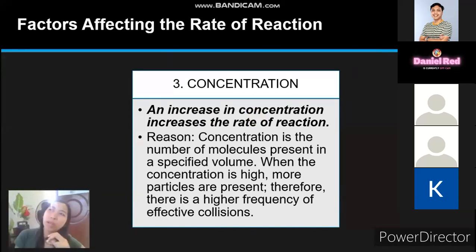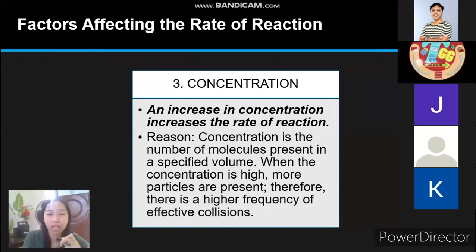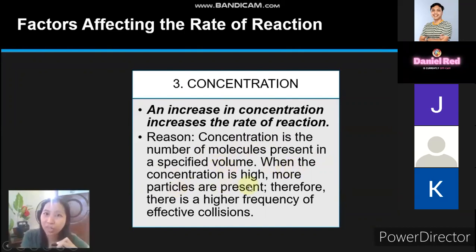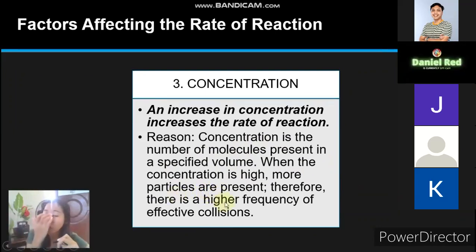Nganong ma'am, pag mas ispiso, ang tawag sa Bisaya sa concentrated is ispiso. Nganong kung mas ispiso ang isa ka solution, mas taas man ang rate of reaction. Here's the reason. Concentration is the number of molecules present in a specified volume. When the concentration is higher, syempre, more particles are present. Mas daghan ang imong molecules nga present. Therefore, there is a higher frequency of effective collisions.